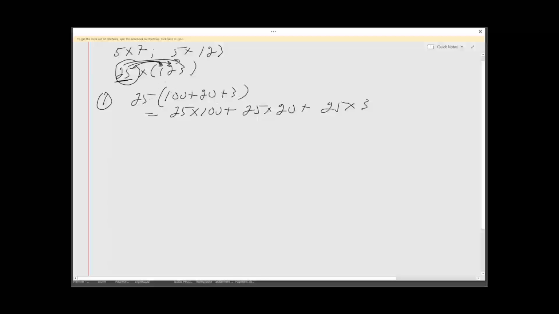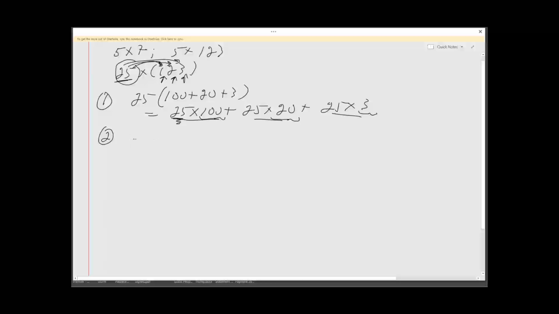So we've taken the one large problem, 25 times 123. We now have 3 smaller multiplications. But now we're going to go to step 2. This time, we're going to think of these digits, the 100, the 20, and the 3 as a single number, because remember, they represent the 1, the 2, the 3, and we're going to distribute that number across the 25.